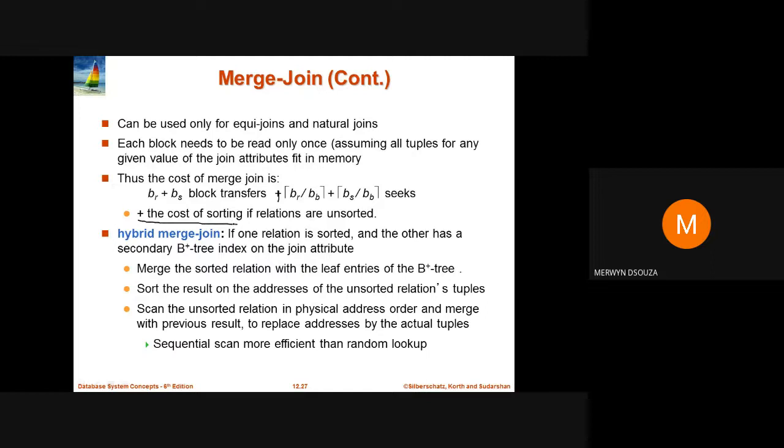plus, if the data is unsorted, the cost of sorting will also be added. If you are computing all this together, you can put a plus sign, otherwise it will be a comma.